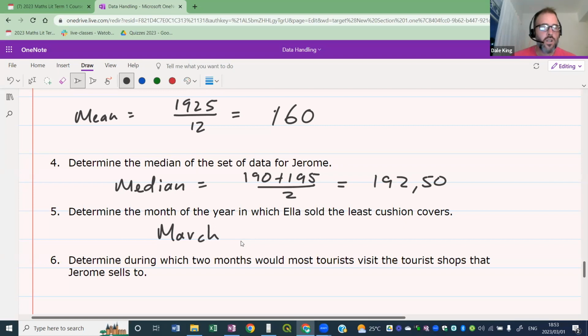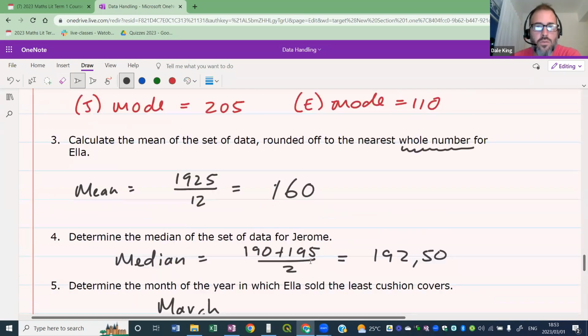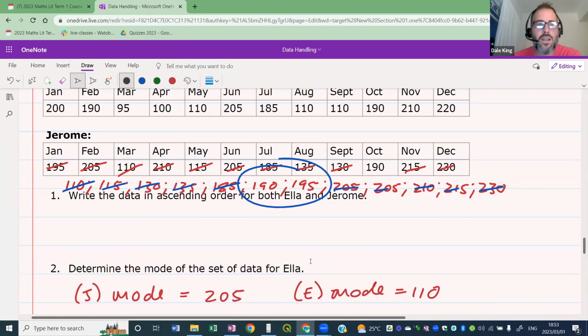Okay. Determine during which 2 months would most tourists visit the tourist shops that Jerome sells. So which 2 months, the most tourists? Obviously, we're relating the most tourists to the most sales. So in which 2 months will he have the most sales? So we're looking for the highest sale. And if they're the same, then they're both the same number. But it's here at the end.